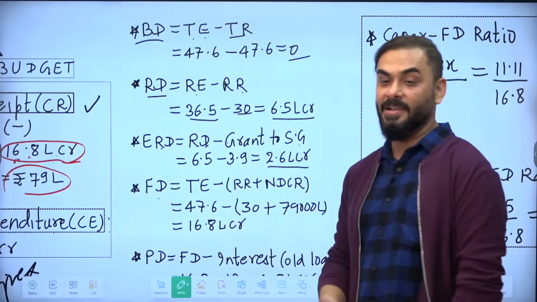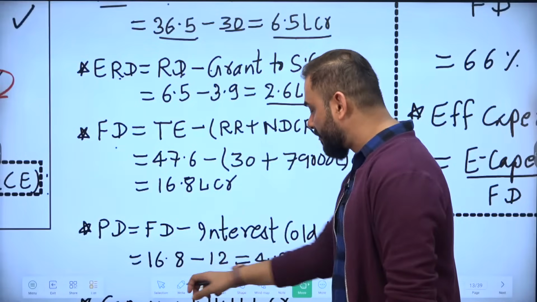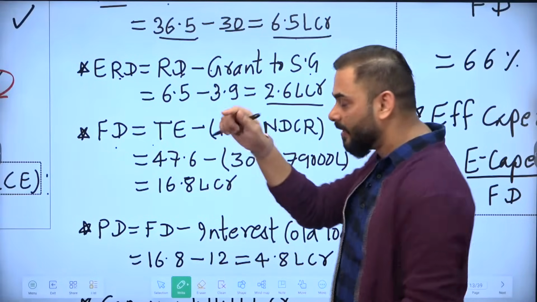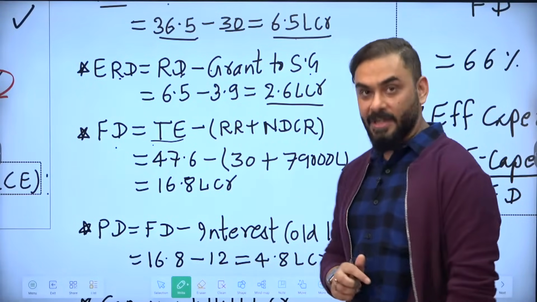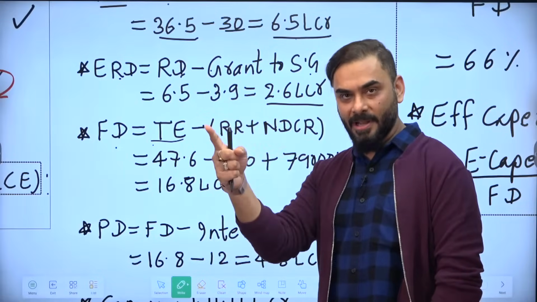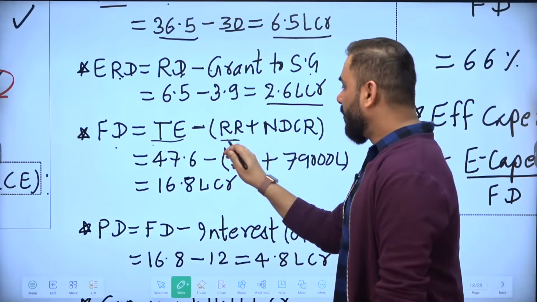Now fiscal deficit, guys, your favorite formula. What is the formula of fiscal deficit? See, fiscal deficit means, look at the formula. First I'll show you the formula, then I'll tell you the meaning. Fiscal deficit means total expenditure, right? What is total expenditure? Revenue expenditure plus capital expenditure. Total expenditure of the government of India minus revenue receipt.